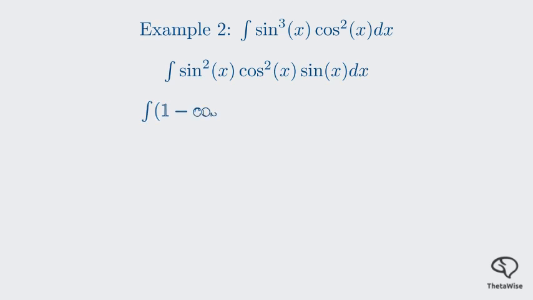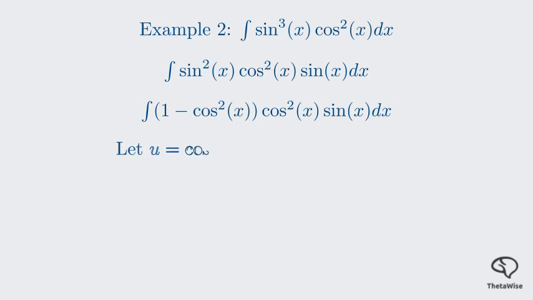Substituting this in, we get the integral of 1 minus cosine squared of x times cosine squared of x times sine of x dx. This integral is now perfectly set up for a u substitution. Let u equal cosine of x. If u equals cosine of x, then du equals negative sine of x dx. This is exactly what we have in our integral.